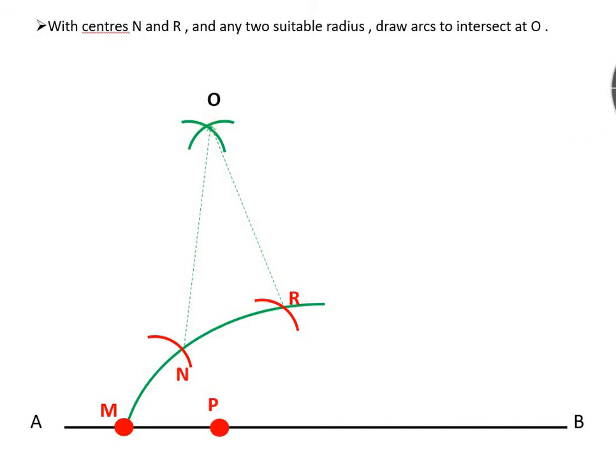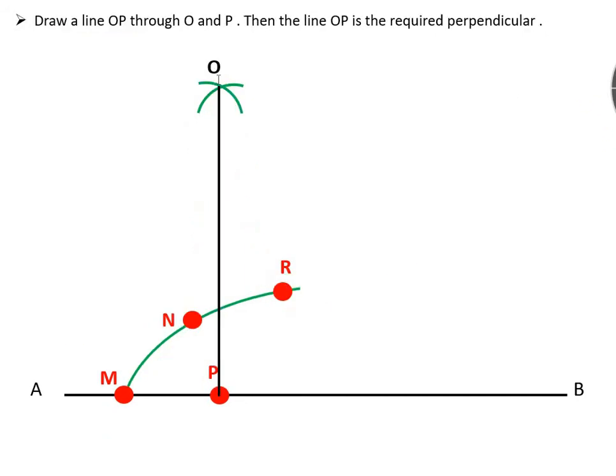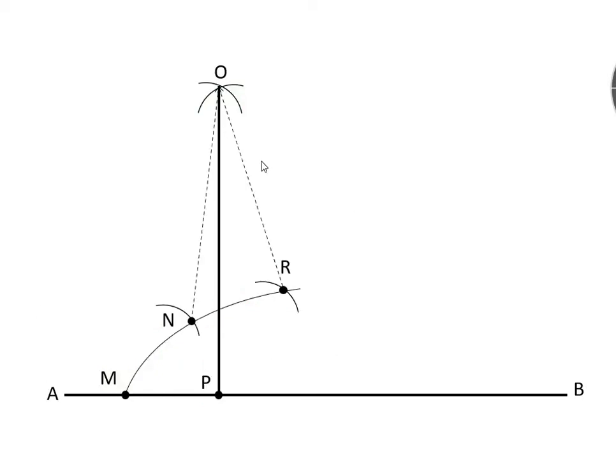Next step, let us see. From that O, you simply draw one line joining O and P. That joining line OP will be the required perpendicular line. OP is the required perpendicular. Your final diagram should look like this. It should be completely drawn with the help of a pencil.